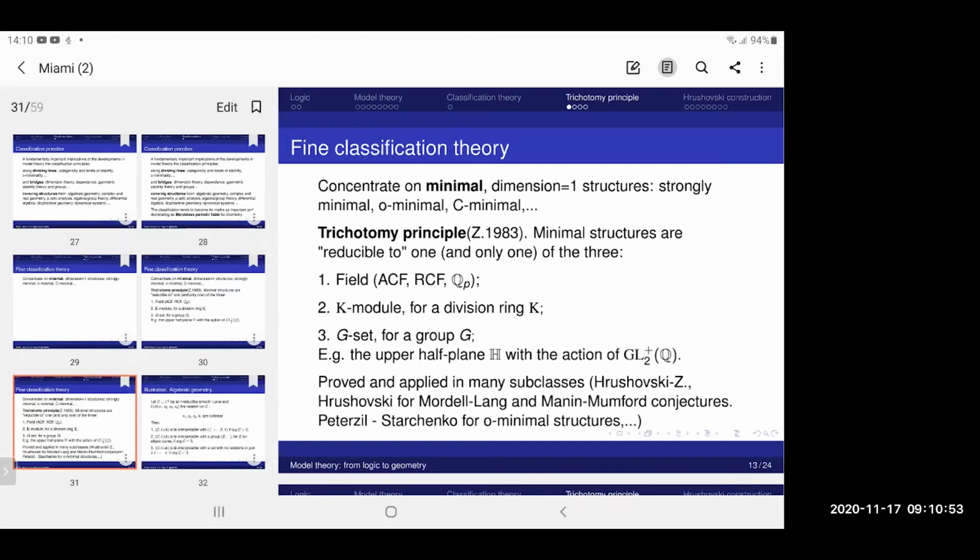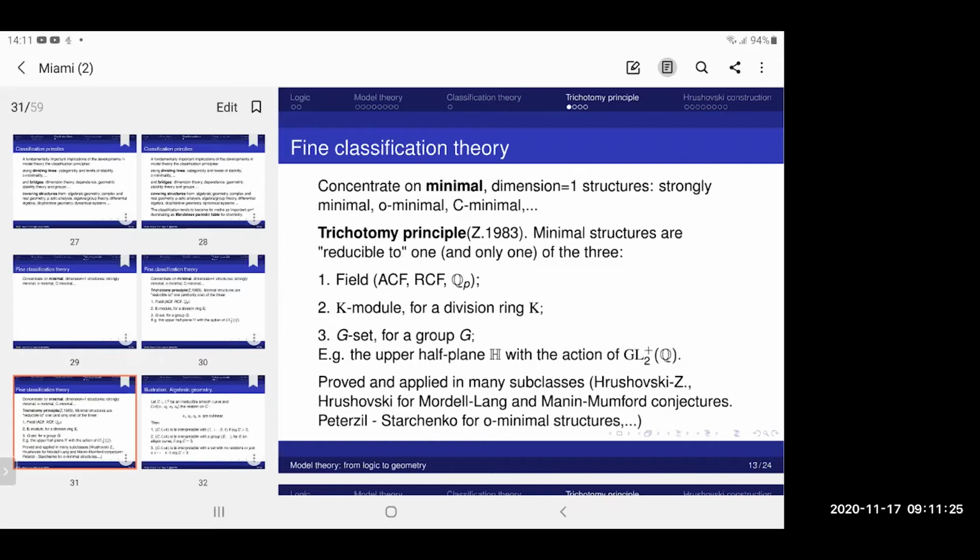And in terms of O-minimality, there is again what I would consider quite important in the context of the current workshop, the result of Peterzil and Starchenko about trichotomy for O-minimal structures. I will say a few words about this in the next couple of slides.